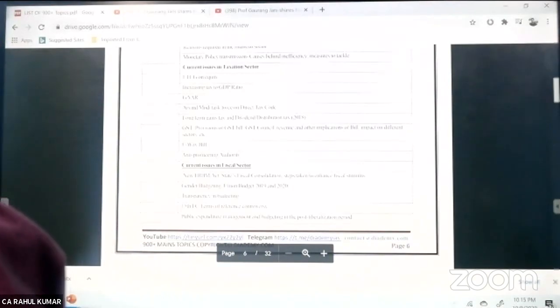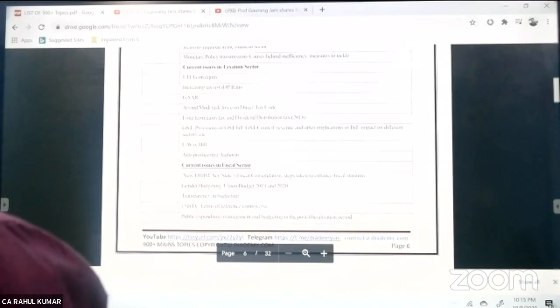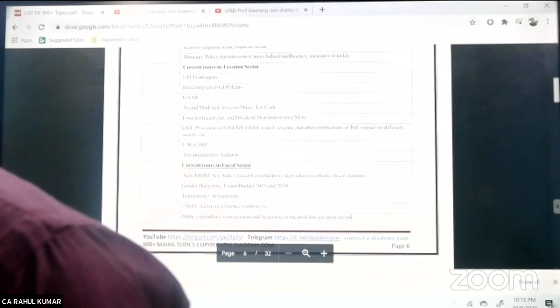Idria asks, sir, which is the best way to write the exam, English medium or local language? That is not a problem. That does not matter much. You can write in any language. That is up to you.